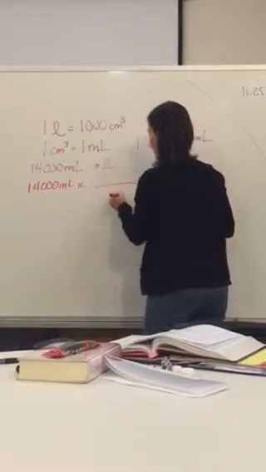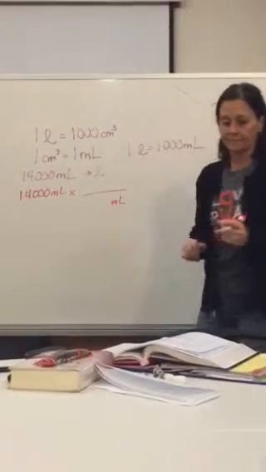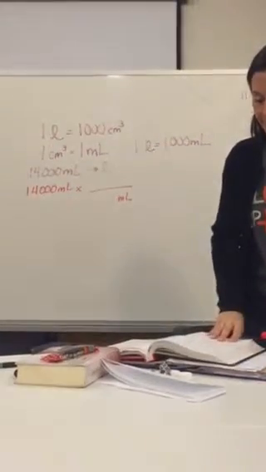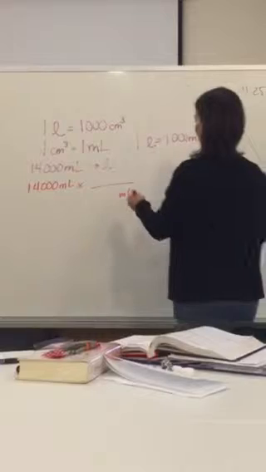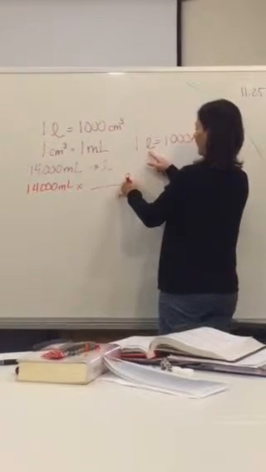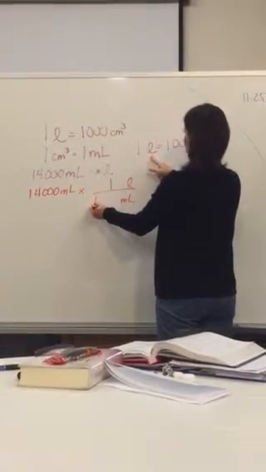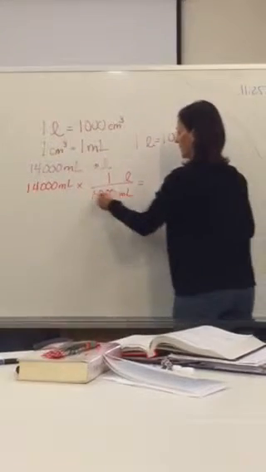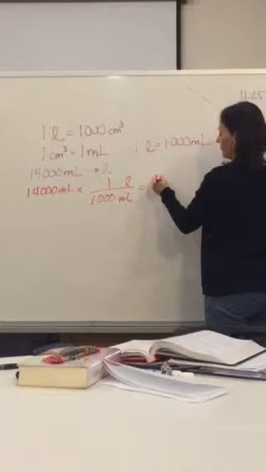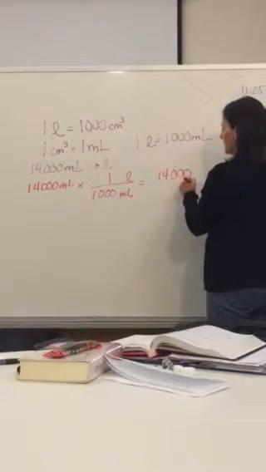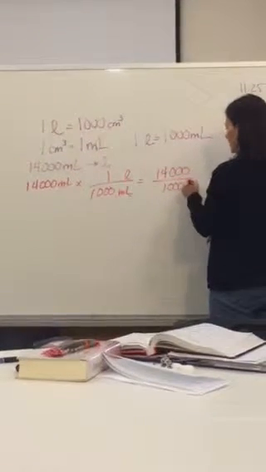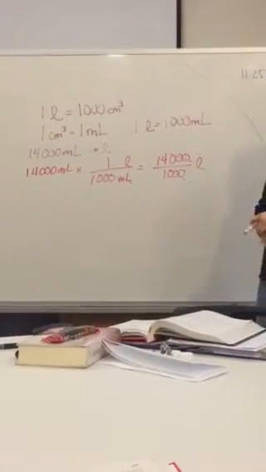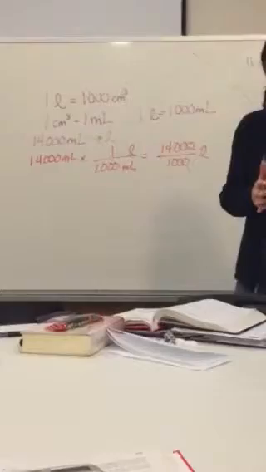I take my 14,000, oh, this one writes nicely, huh? Times, I want milliliters in the denominator. All right, so what do I want in the numerator? 1 liter. I want liters, and I have the conversion. 1 liter is 1,000 milliliters, right? My milliliters cancel, so it's 14,000 divided by 1,000 liters. It's 14 liters, right? 14 over 1, right?